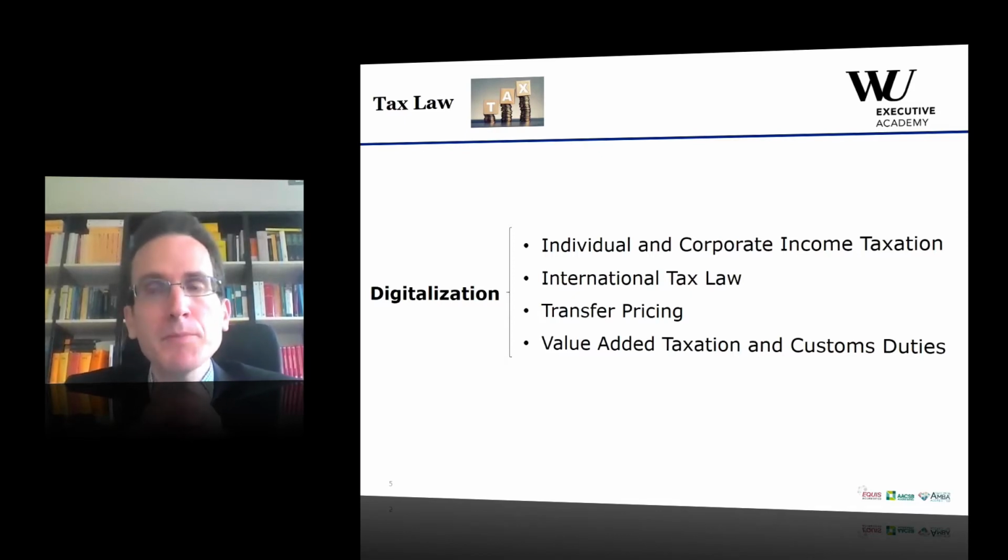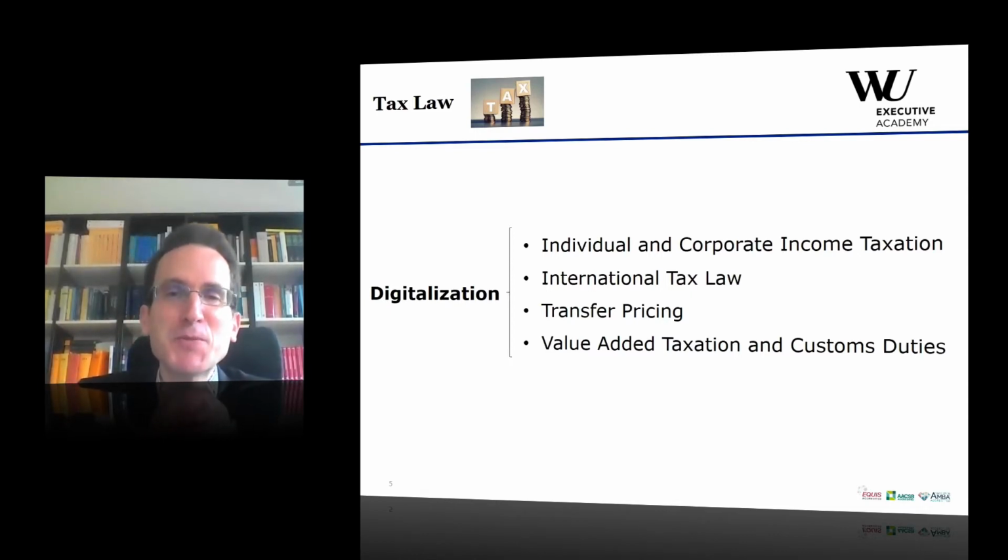And then we will analyze, we will go into more detail with regard to those provisions which can be easily automated, which can be easily digitalized. And so during the program, you will learn about individual and corporate income taxation, so the domestic systems, then international tax law. You will know afterwards how double taxation agreements, how tax treaties are working. We will also have sessions on transfer pricing, value-added taxation, and custom duties.